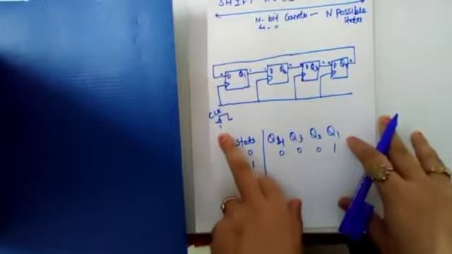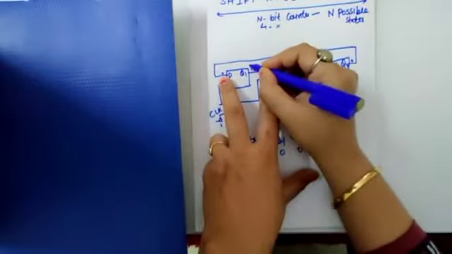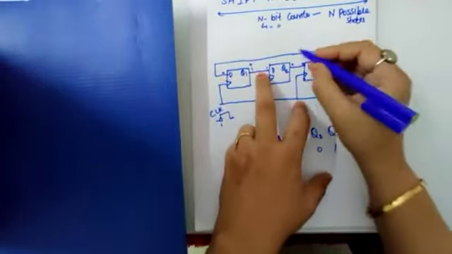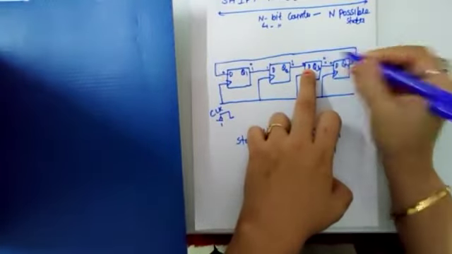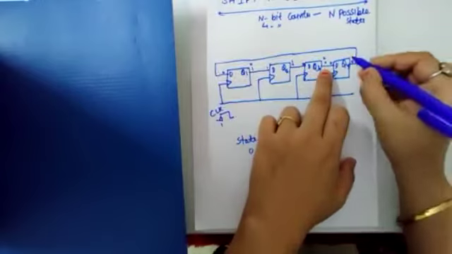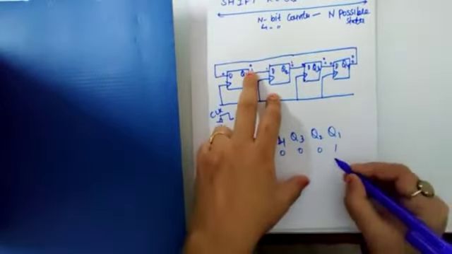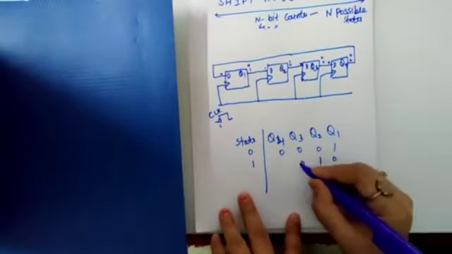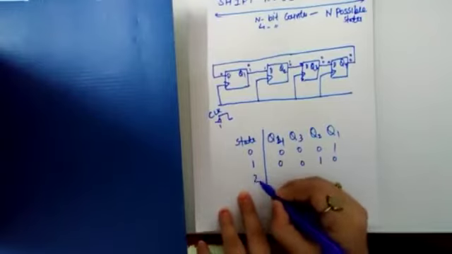So let's see, after applying the first clock pulse, as the first flip-flop input is 0, the output is 0. Second flip-flop input is 1, so output is 1. Third flip-flop input is 0, output is 0. Fourth input is 0, so output is 0. This time Q1 is 0, Q2 is 1, Q3 is 0, Q4 is 0. This will be the output. Okay, now we apply the second clock pulse.